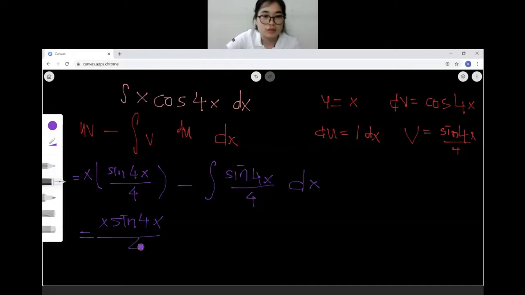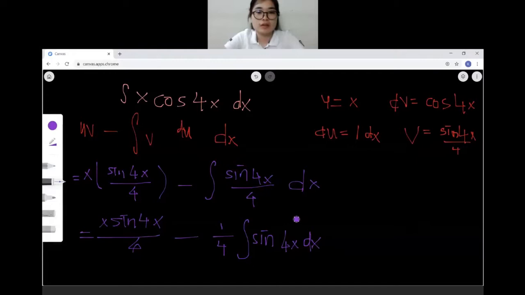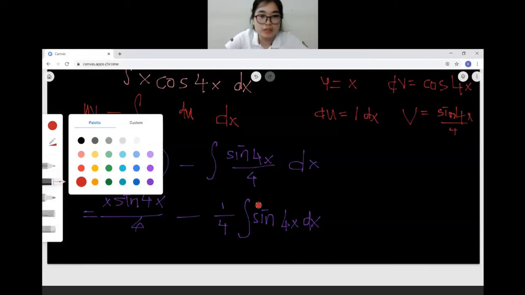And then from here we can see it's 1 over 4 as a constant, right? So we will be left with only the integration of sine 4x dx, right? From this way we are only left with this integral. Then we can integrate.